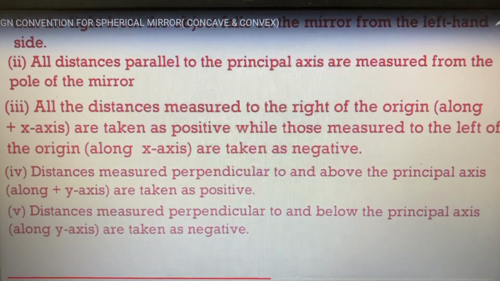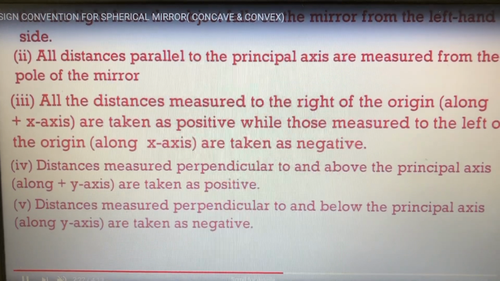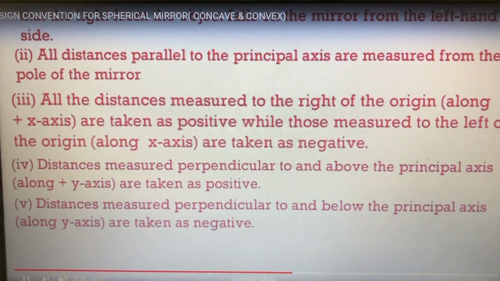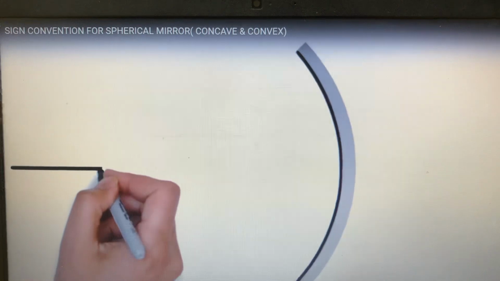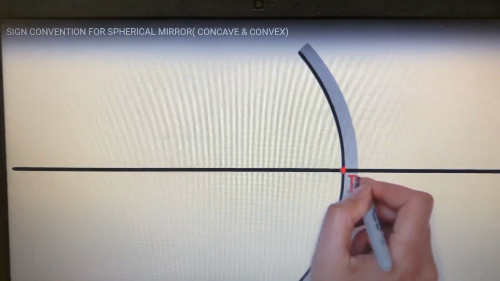Distances measured perpendicular below the principal axis, as I told you, will be negative. So if you get a real image, its height will be taken as negative. For example, suppose the height of the image is 3 and it is below the principal axis. You will take it as -3.